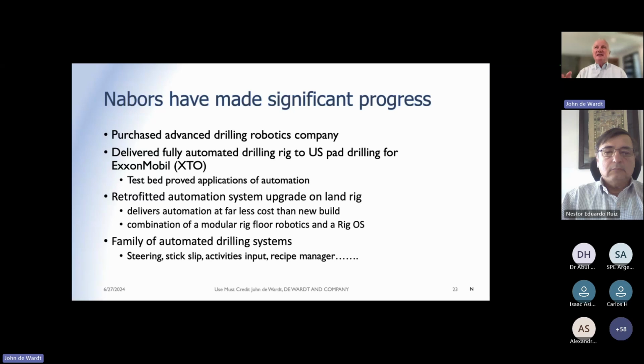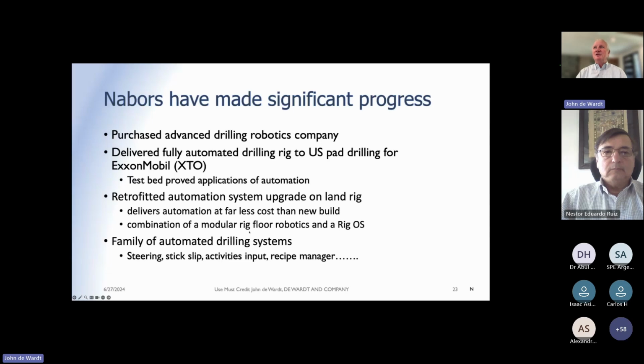And what's interesting here is the industry's looked at these two avenues. One, build a specially designed rig that's got the right sort of robotics for automation application, and the other is to retrofit to current rigs. And of course, the commerciality of it tends to favor retrofitting current rigs, although there have been some purpose-built rigs designed. So that's an interesting challenge as to which way things will finally go. And they have a family of automated drilling systems, so steering, stick-slip, activities input, recipe managers for the section drilling and things like this.